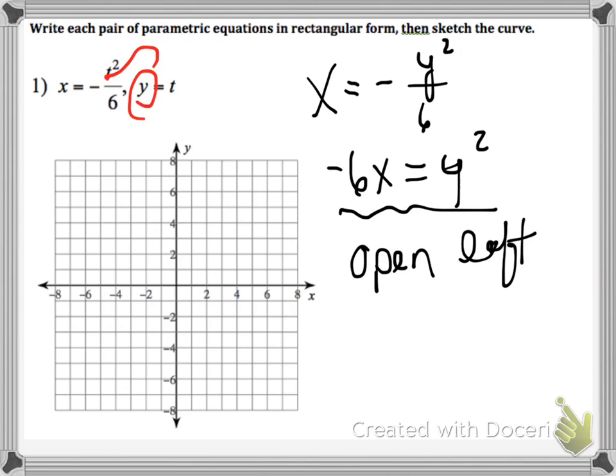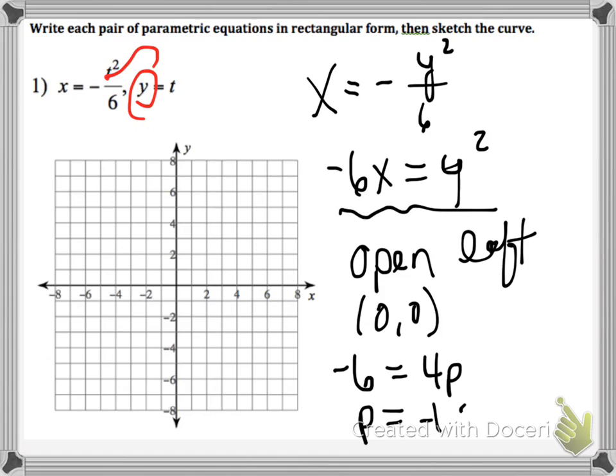Our vertex is going to be 0, 0, because it's not x minus anything or y minus anything. And remember, whatever number was there, negative 6 equals 4p. So p is actually going to be negative 6 divided by 4, which is negative 1.5, or negative 3 halves. And we use that to graph our focus. We use that to graph our directrix, everything like that.